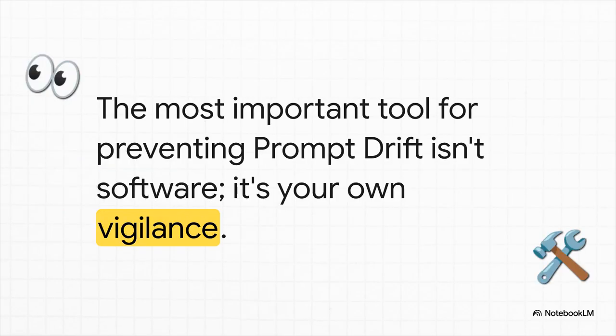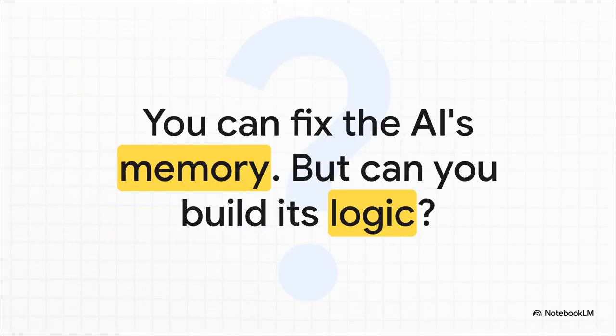This is a manual process, and that's the key takeaway here. The most important tool for preventing prompt drift isn't some fancy piece of software. It's your own vigilance. Your ability to spot that subtle shift in tone or notice a forgotten rule, that's what allows you to step in and keep the quality of the output incredibly high. So there you have it. You now have the tool to give your AI a perfect memory and solve one of its most common and most frustrating failures. You can keep it focused, but this all leads to a much bigger question. Now that you can fix its memory, can you actually build its logic for even more complex tasks? Well, that sounds like a topic for our next explainer.